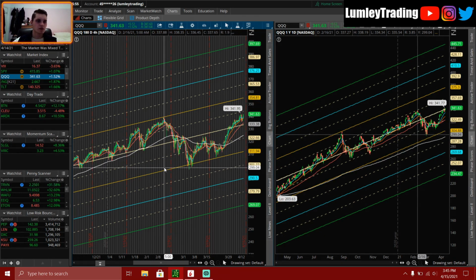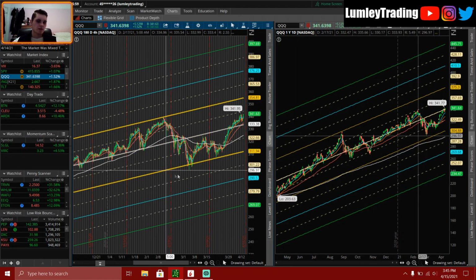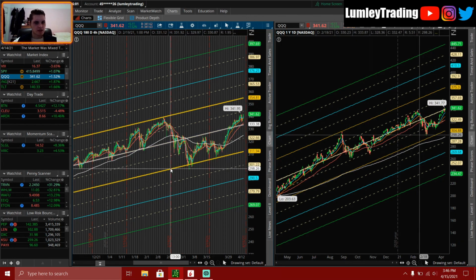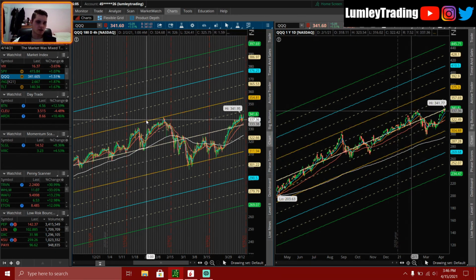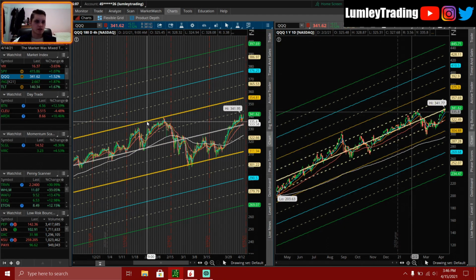However, with these more solid stocks, Apple, the indexes and all that, you can just relatively buy them into these standard deviations. You don't really need to wait for news, because you can trade these off technicals and they'll respect it relatively well.